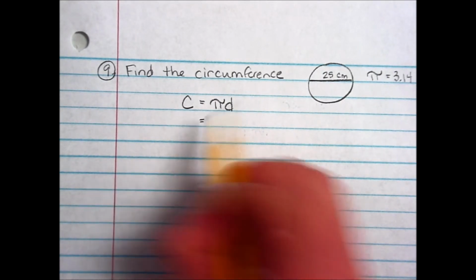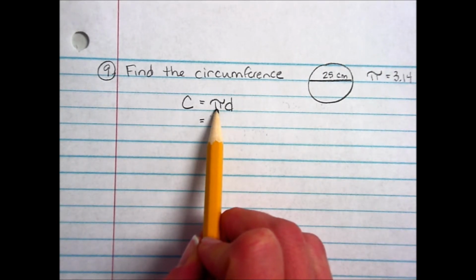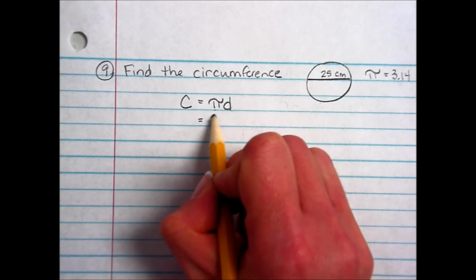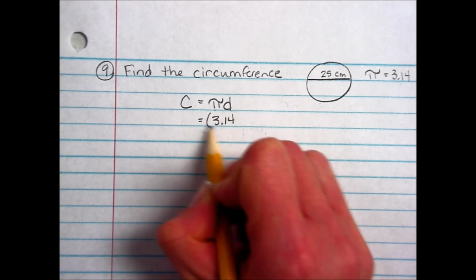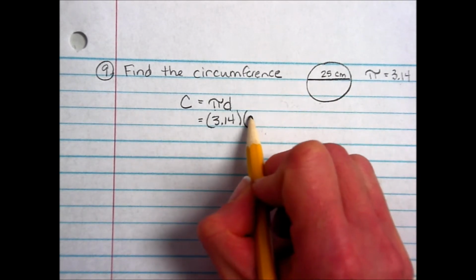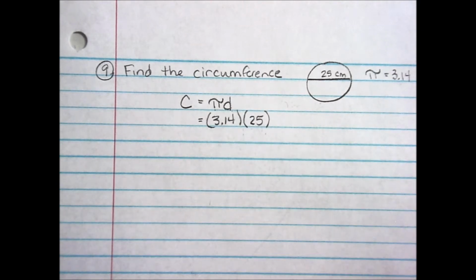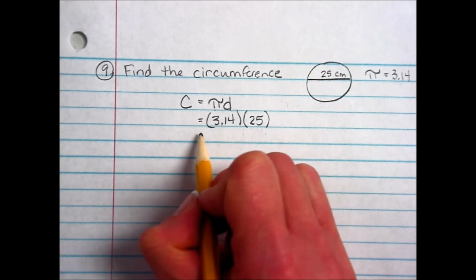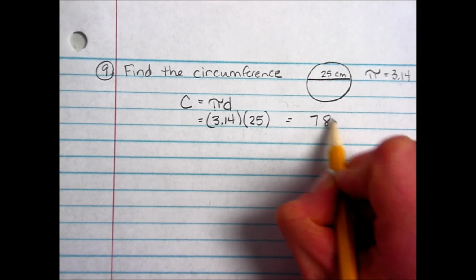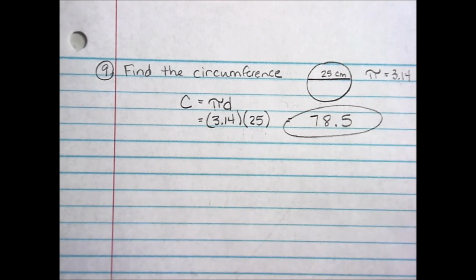So when I find the circumference, I need to multiply the pi times the diameter of the circle. It told me that pi was 3.14. And then I just multiply it times the diameter, which is here across the circle. And that's it. Just type that into your calculator. And circumference is 78 5/10.